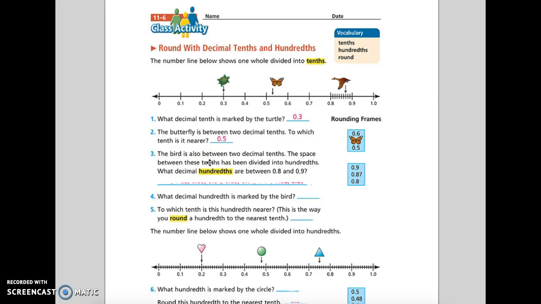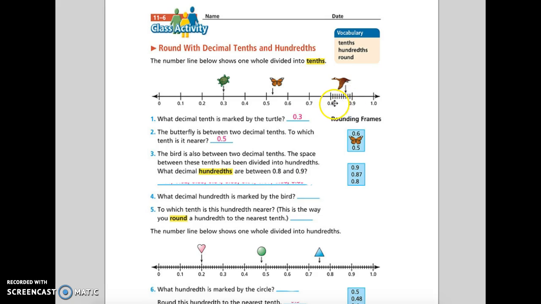Now, the bird is also between 2 decimal tenths. The space between these tenths has been divided into hundredths. What decimal hundredths are between 8 tenths and 9 tenths? So you see what they did here is that between 8 tenths and 9 tenths they put 10 little slashes, or made 10 little gaps there. And we've got to figure out which hundredths, and these represent hundredths, which hundredths it falls in.